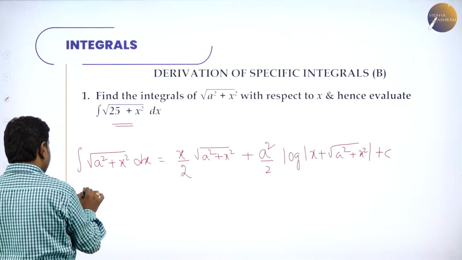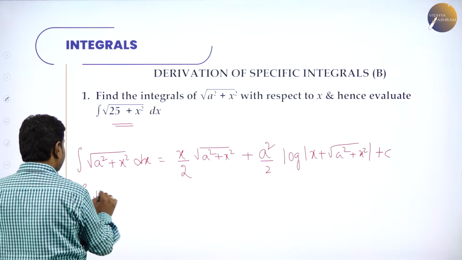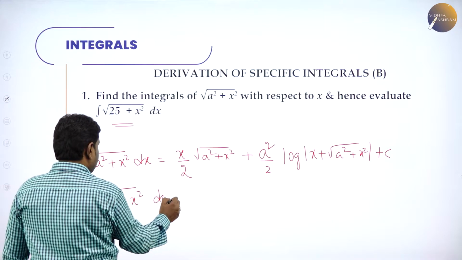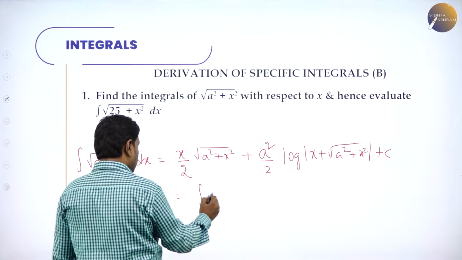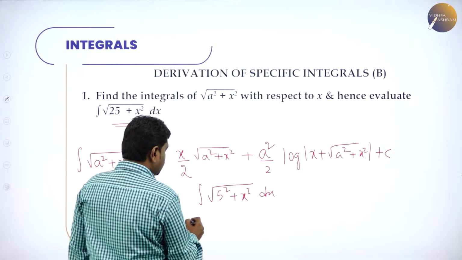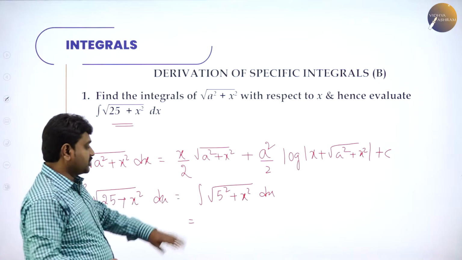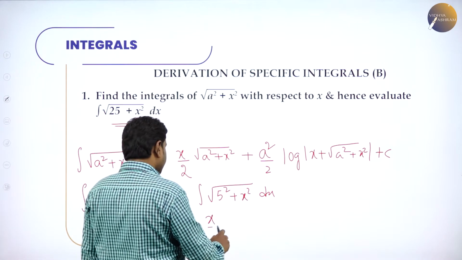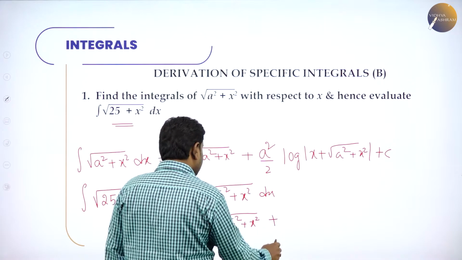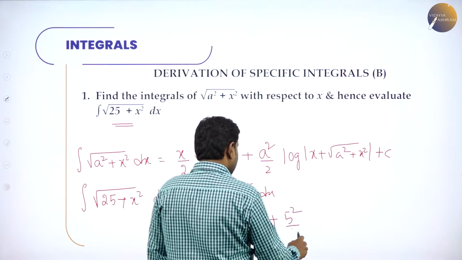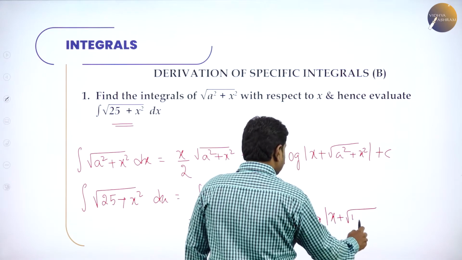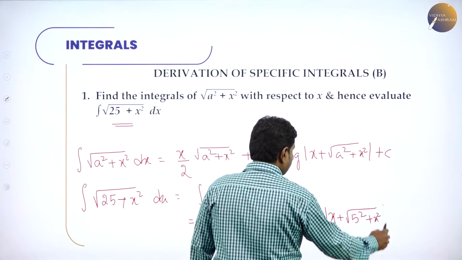Now what is the question they give? Integration of root of 25 plus x square dx. Can I write it as integration of root of 5 square plus x square dx? Now it is in the form integration of root of a square plus x square. The answer is x by 2 root of a square plus x square plus a square by 2, 5 square by 2 log of mod of x plus root of a square plus x square plus c.